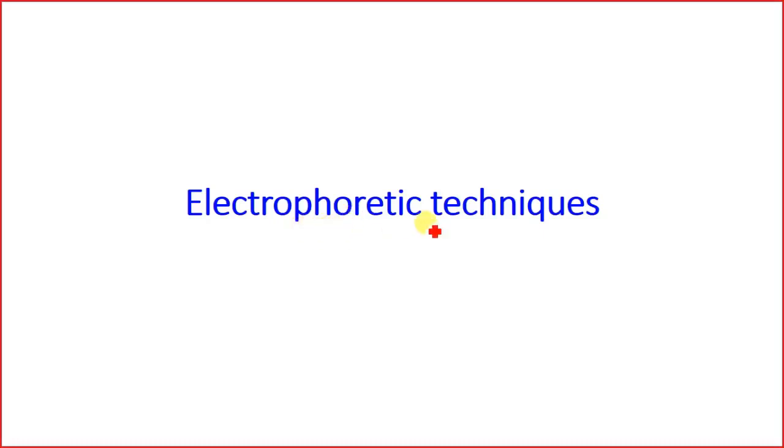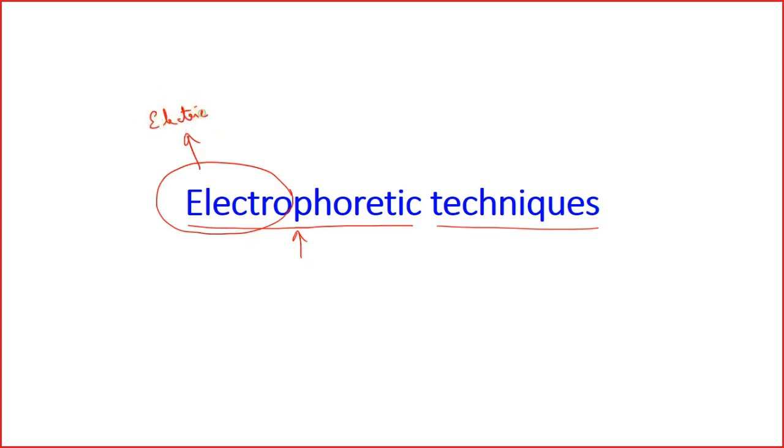Good evening, everyone. Today we will start with the next chapter, electrophoretic techniques. If you look into the word electrophoretic, it can be broken down into two words. Electro, which means electric current, and the word phoretic, it comes from phoresis, which means separation.